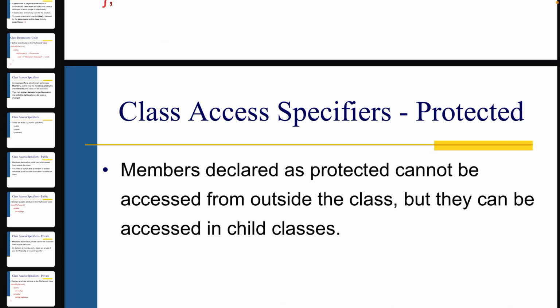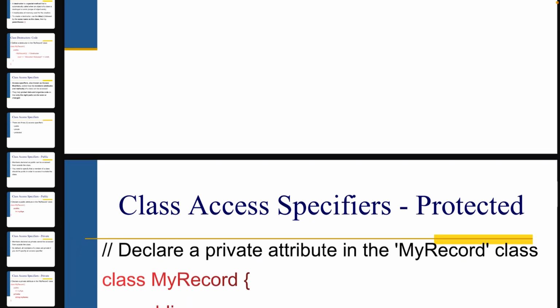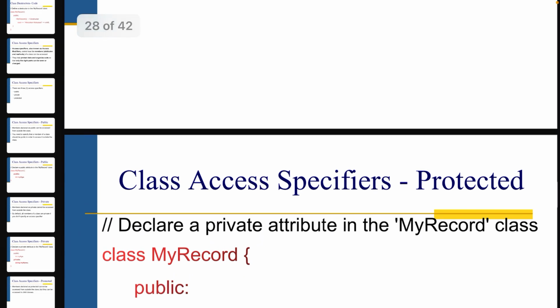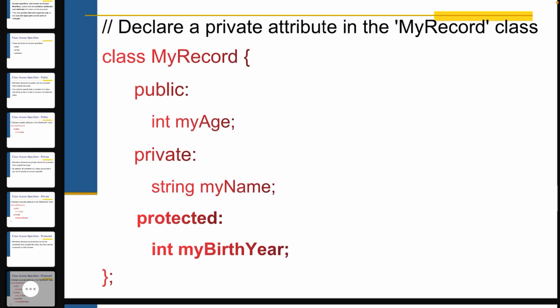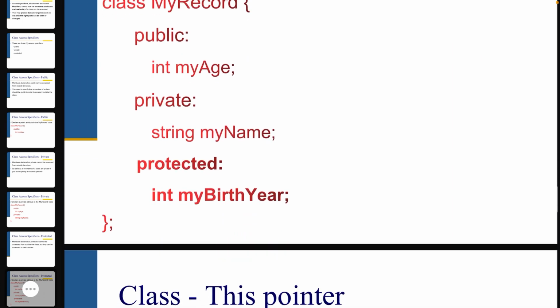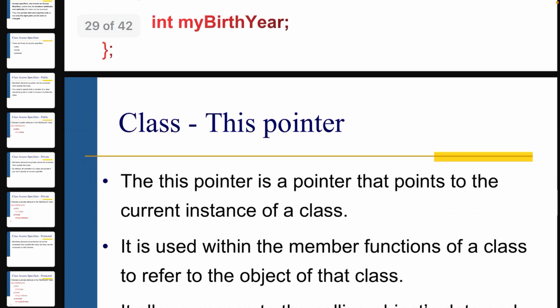And with the protected, members declared as protected cannot be accessed from outside the class, but they can be accessed in child classes. Class access specifiers with the protected. This is how it looks. Protected, int my birth year.